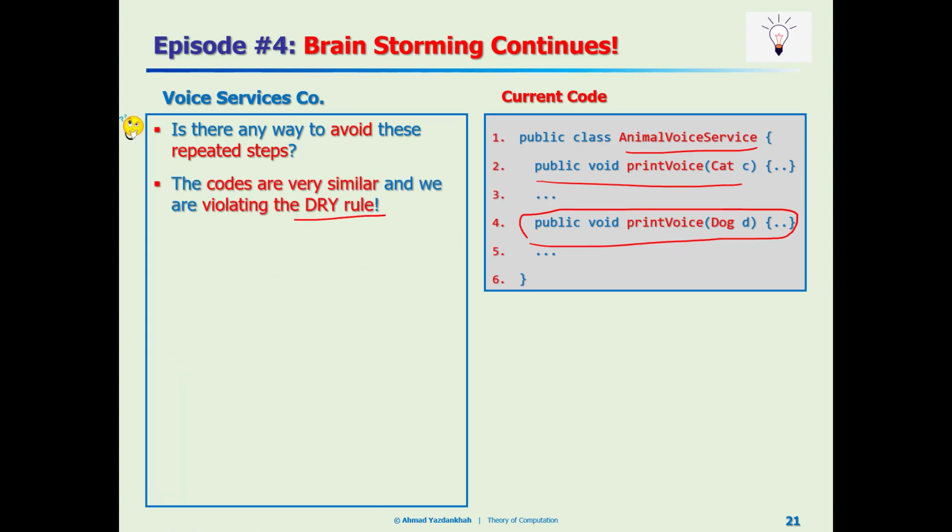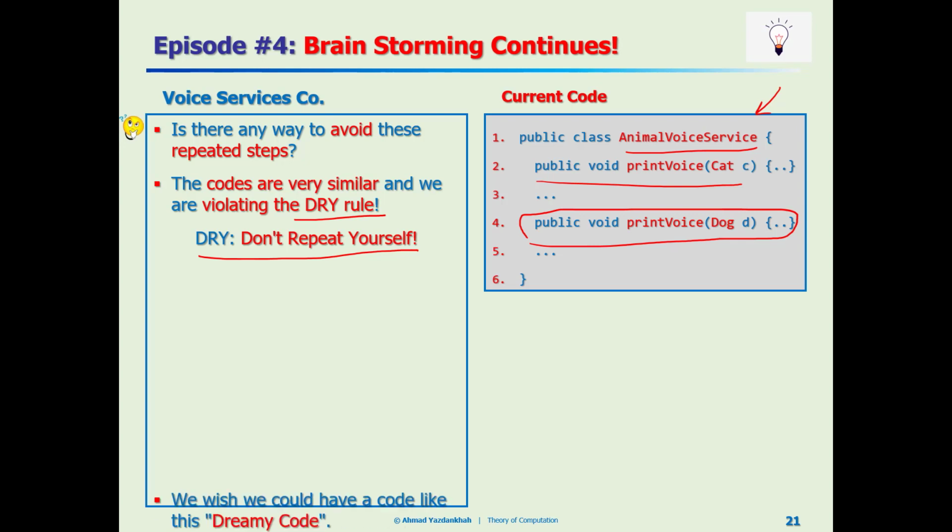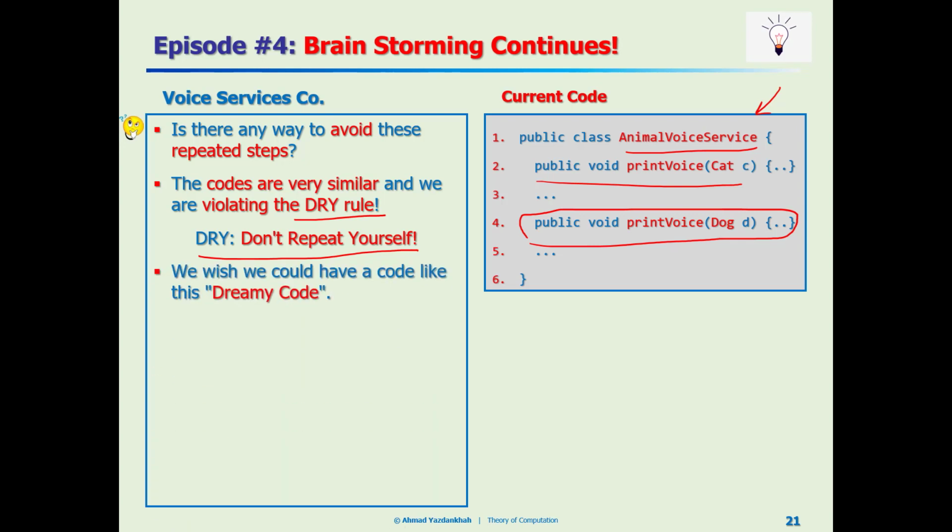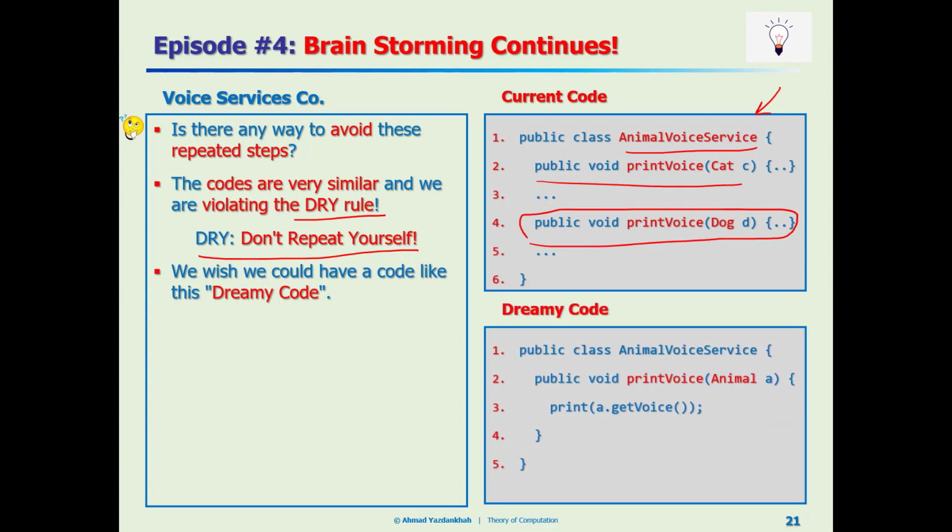What is the DRY rule? Don't repeat yourself. This is a very famous rule. Don't repeat yourself. And we are repeating ourselves, right? That's what is bothering them. All right. So they propose a dreamy code. What is that dreamy code? They are thinking to pass only one thing here and never change the code anymore, right?